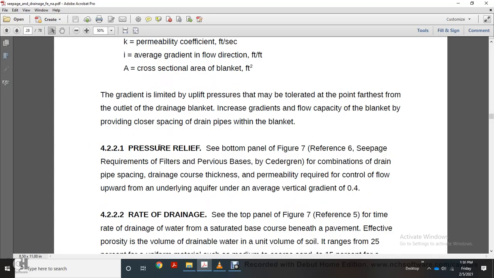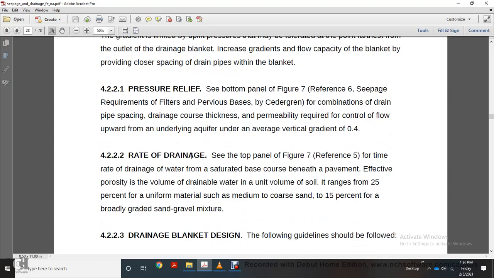Pressure relief. See the bottom of figure 7, reference 6, for the seepage requirement of the filter, previous basis of the cedar grain. Through the combination of the drain piping spacing and the drainage course thickness, it is permanently required to control the flow upward with the underlying aquifer under the average vertical gradient of 0.4.